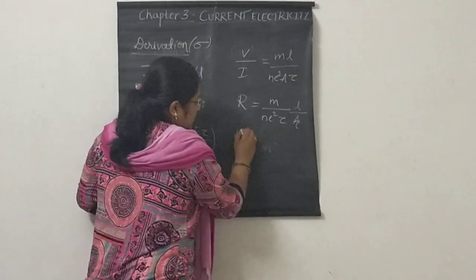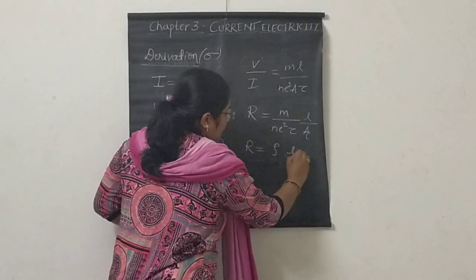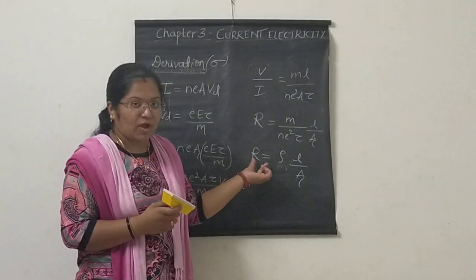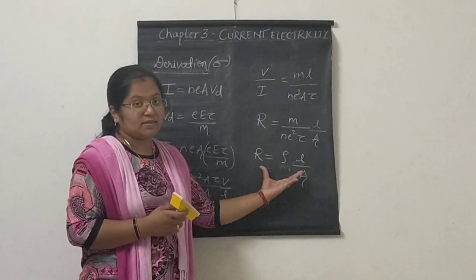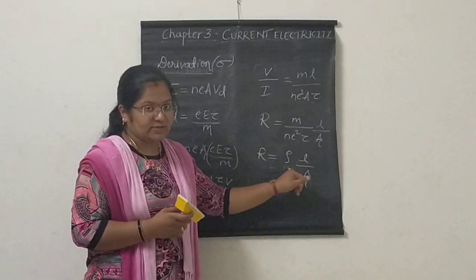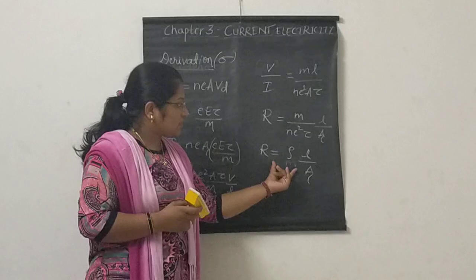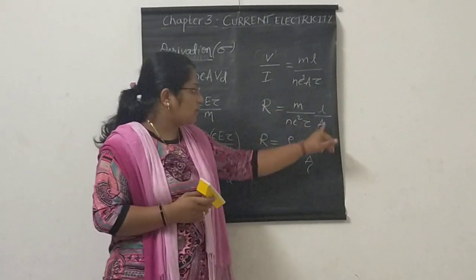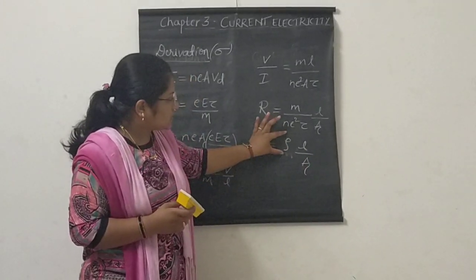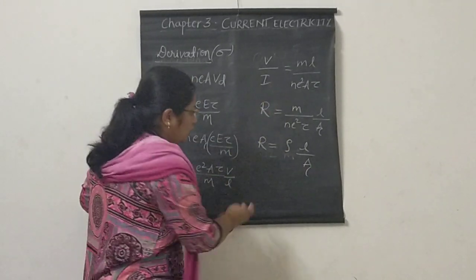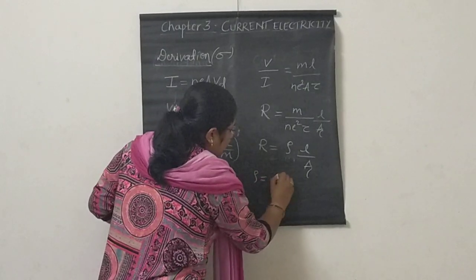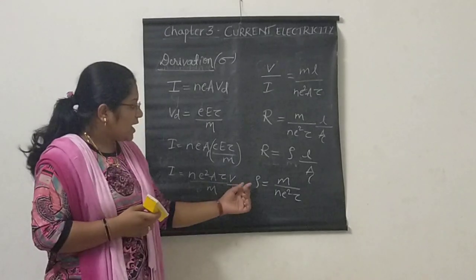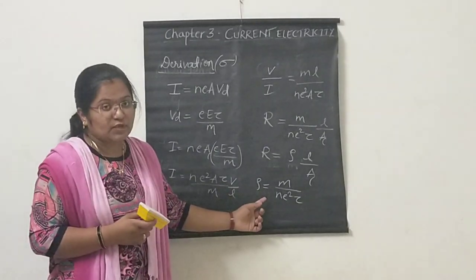I'll make it simple for you: rho divided by L by A. You got it now? When we were studying the dependence of R, we got this expression, and by this only we obtained resistivity. So are these two equations similar to each other? R is there, L by A is there, and instead of resistivity we have one term here. So what do we have there? Rho is equal to m divided by n e square tau. So this is the expression for resistivity we obtained.